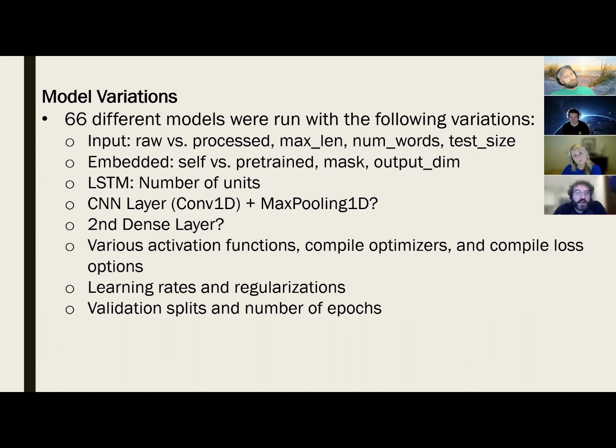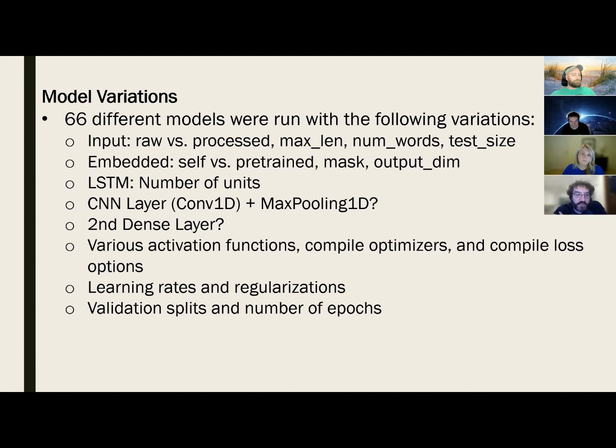So I was working with the raw text data that I collected versus pre-processing it. Changing the max number of words that would be allowed in each article fed into the model, the number of words or features that could be indexed, the size of the test data, whether it's going to be 70% or 80% of the data used for training versus testing. For the embedding layer, I was using self-trained layers versus pre-trained layers. I tried out the GloVe pre-trained embedding layer and the fastText pre-trained layer. I tried out with masking and without masking, and I was changing the output from the embedded layer.